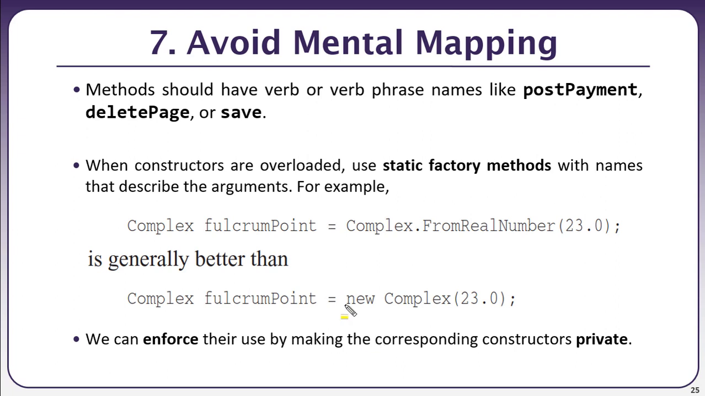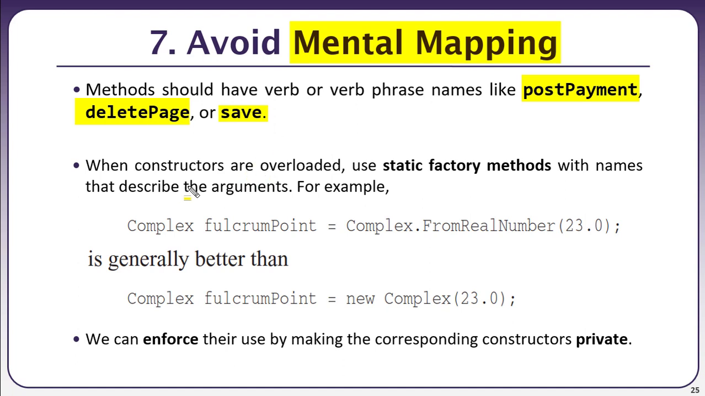So for example, you can use the name as post payment. Now it automatically tells me कि ये एक function का नाम है. It's a functionality. It's some action which is being taken place. So instead, if I give this same name to a class, तो मुझे I will really have to mentally map this name every time I am using that particular class. So please try to avoid that. Delete page is a good name, save is a good name, but not for the class but for a function.